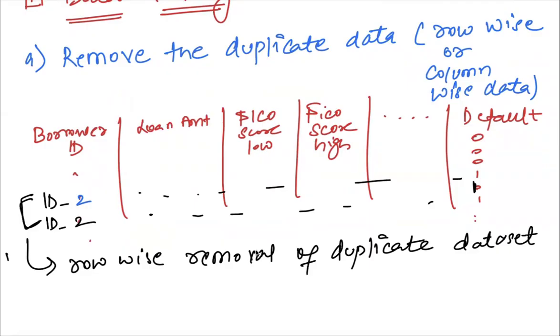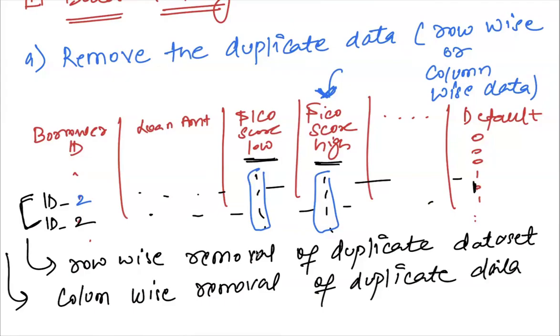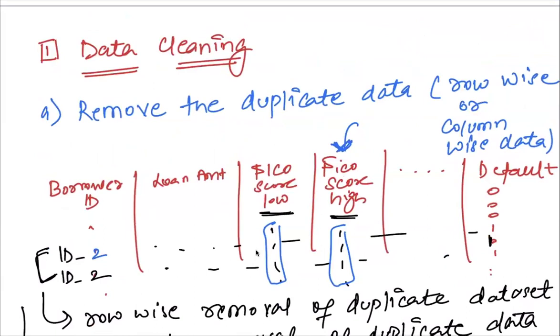Now, what does column wise removal of duplicate data mean? A lot of times, even though you see this column name FICO score low and this FICO score high, you will see two variables with different names having the same data. If the data is exactly the same, does it make sense to keep both of them? The answer is no. So you will remove either one of them. Let's remove this FICO score high. This is what we call column wise removal of data. Is this clear? The first step is to remove the duplicate data.